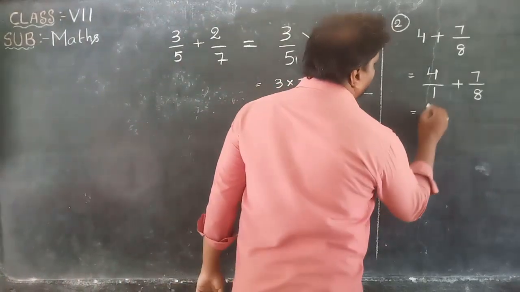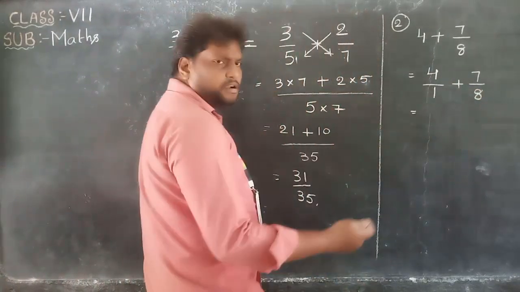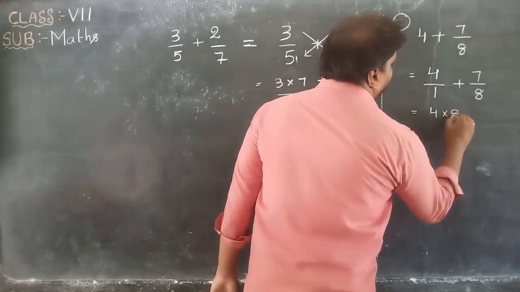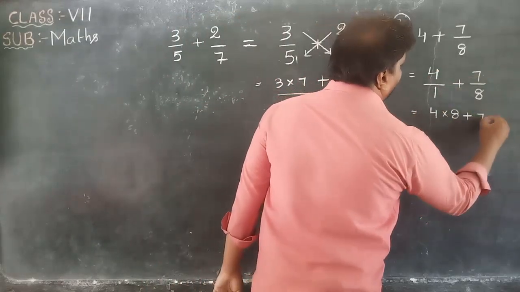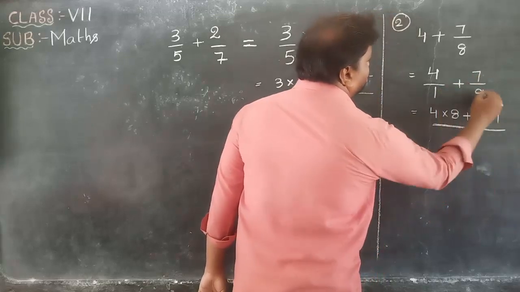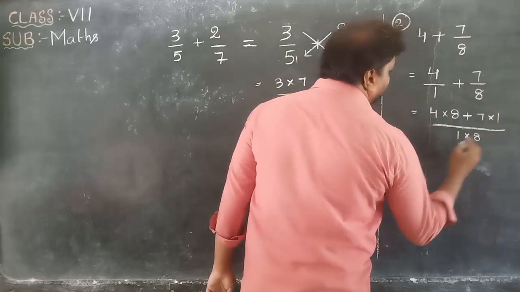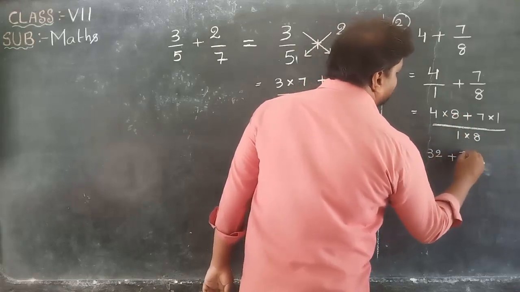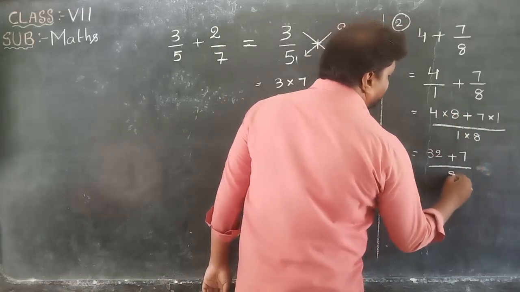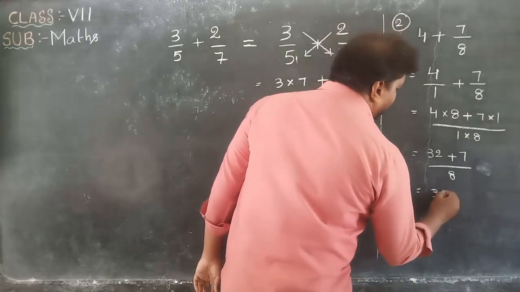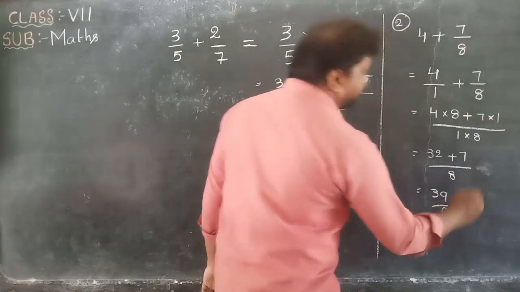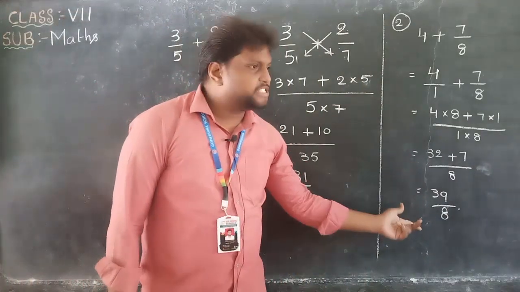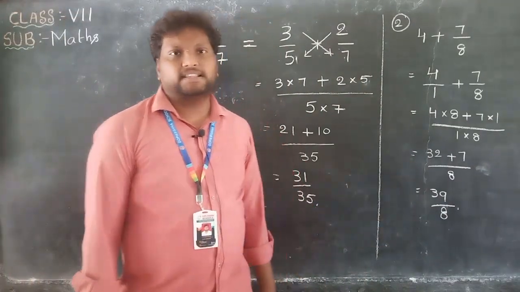Now the first is a fraction, and the second is also a fraction. With the same method, we multiply 4 into 8 plus 7 into 1 by the two denominators, 1 into 8. Then 4 eights are 32 plus 7 ones are 7, by 8 ones are 8, is 39 by 8. 39 by 8. This is a standard form. Cancellation is not possible. That's why this is the resultant answer.